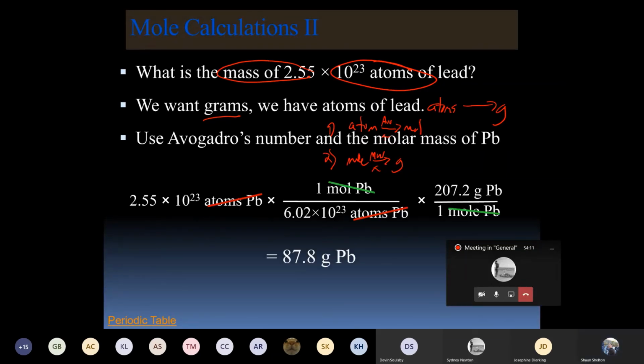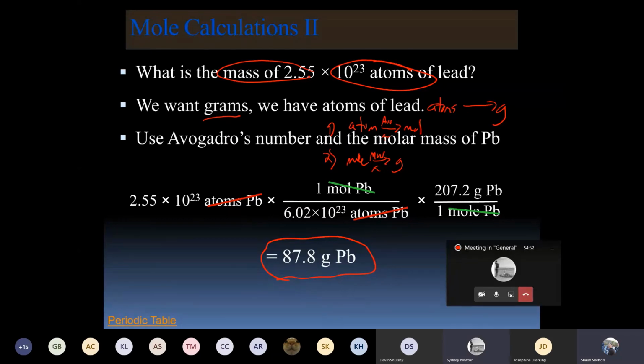Now, the way I did it here is I took my atoms, I divided by 6.02 times 10 to the 23rd, then I multiplied it by 207.2, which was the molar mass of lead. And so what I end up with is my final answer is 87.8 grams of lead. Did anybody get that problem correct? I did. Yeah, I did. All right. Does anybody have any questions on how to do that problem?